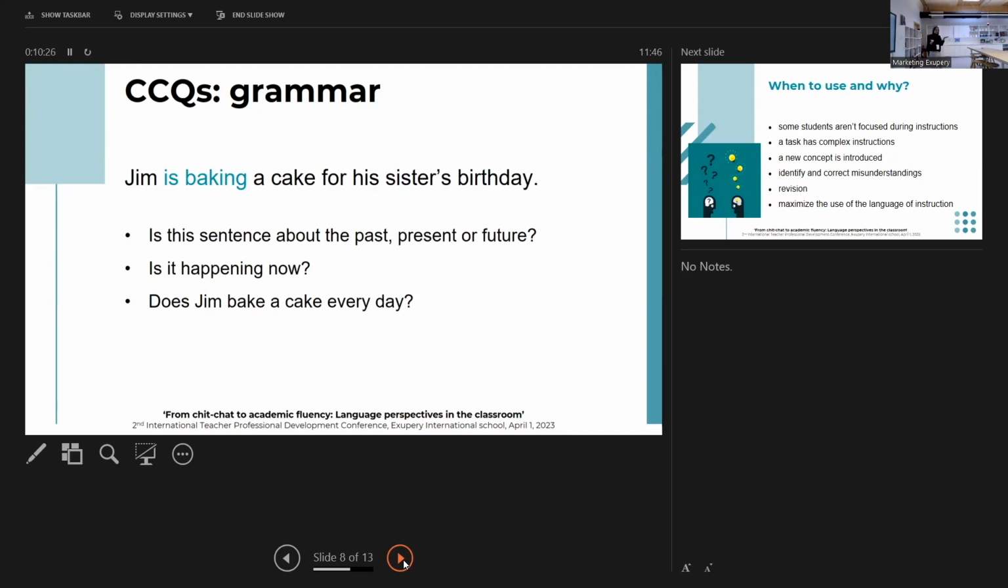And then we want to contrast present simple and present continuous to check whether they understand that it's happening now or it's a ritual action. So is it happening now? And does Jim bake a cake every day? No, he doesn't. It's happening now. Okay.